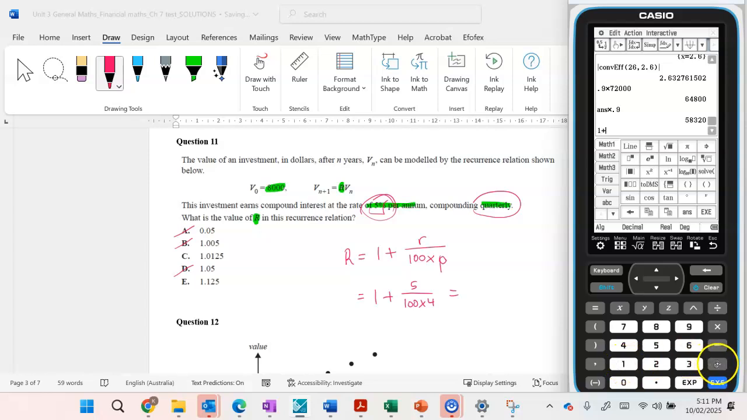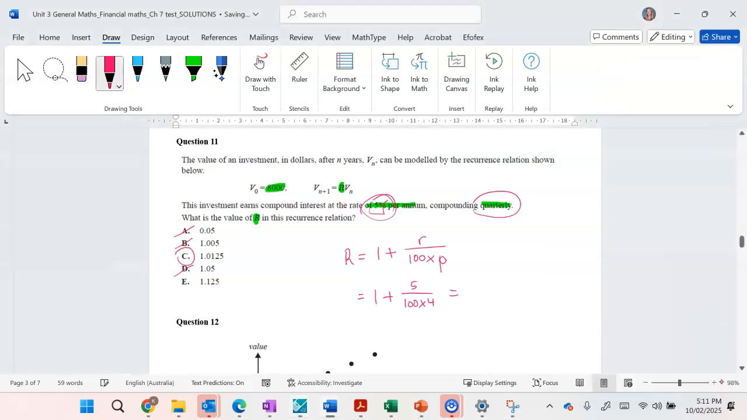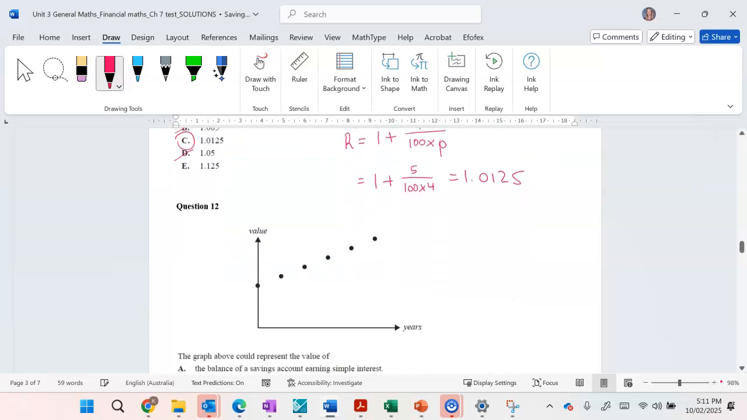So 1 plus, and then we go shift, divide to get our fraction up. 5 over, and we all know that 100 times 4 is 400. And there we go, 1.0125. Okay. All right, moving right along.